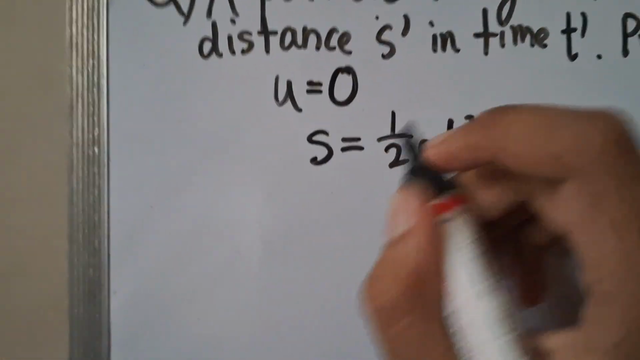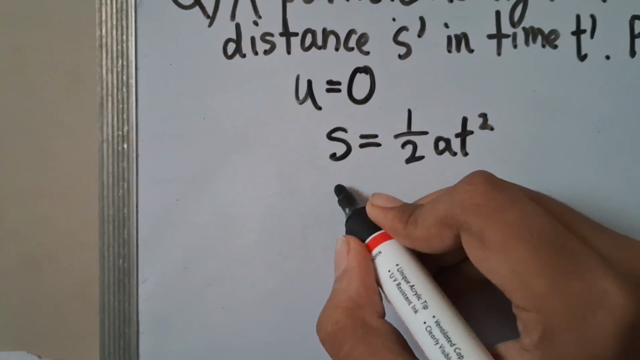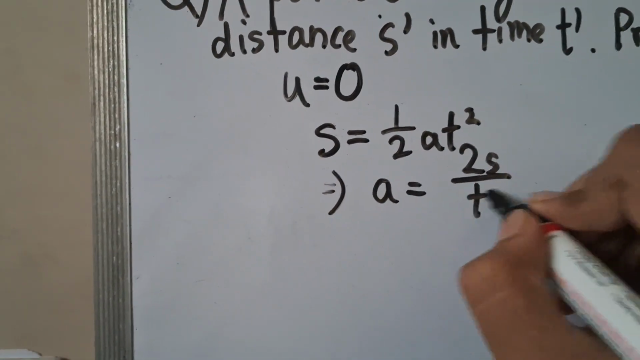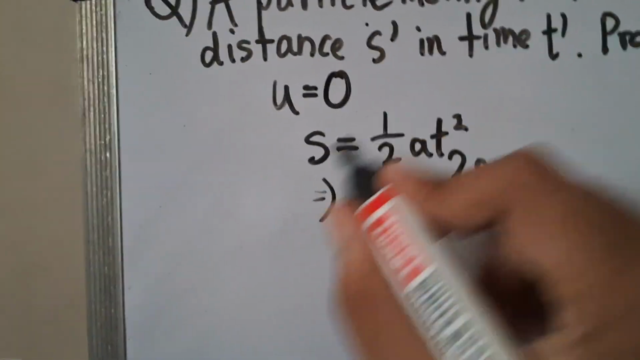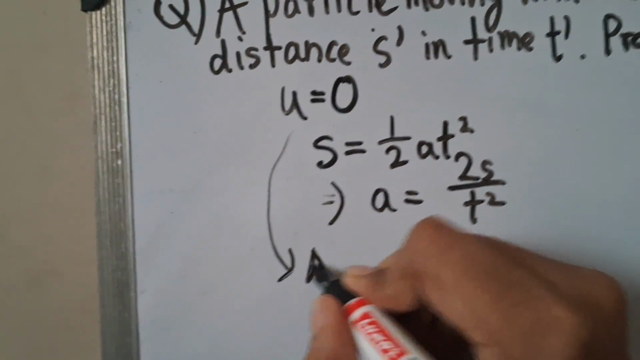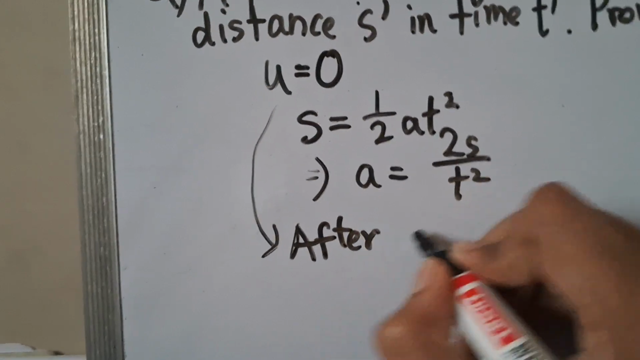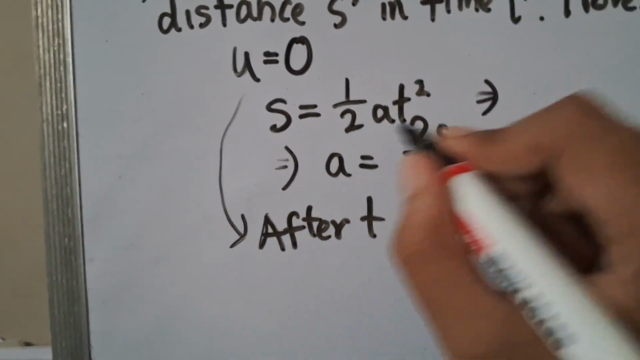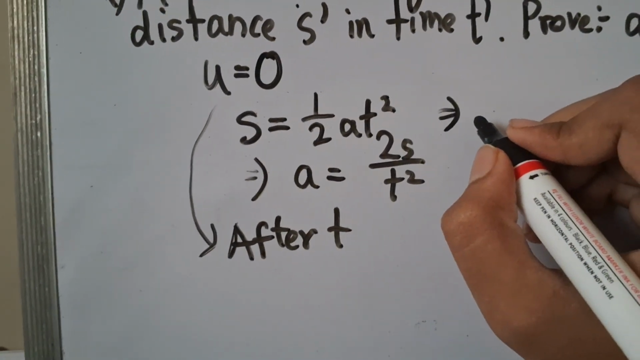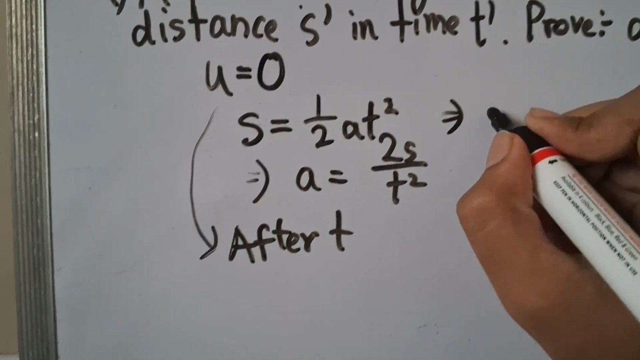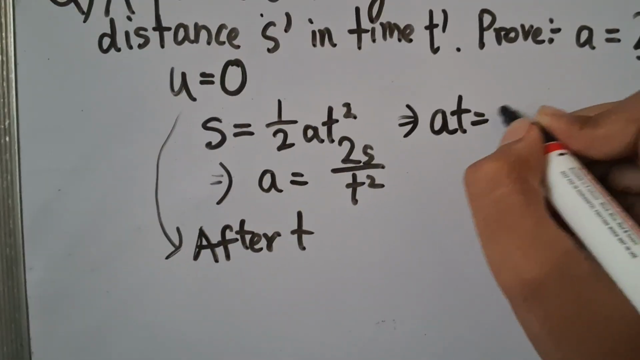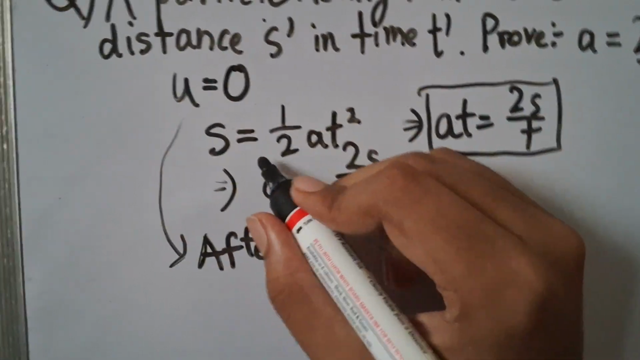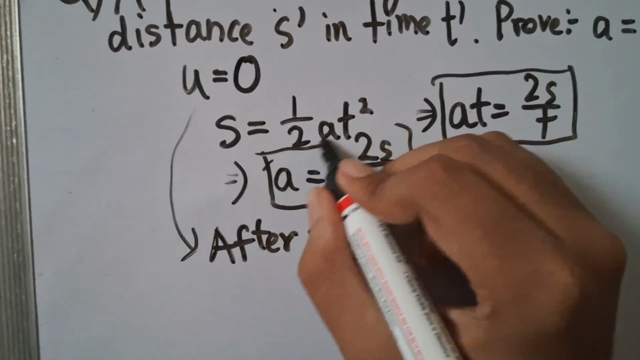Let's do something. Let's find the value of a. a is 2s by t square. This is since the initial velocity is 0. So after t seconds, we can also get something else: at is 2s by t. So this is again an important formula as well. Let's underline this formula; the other is also equally important.